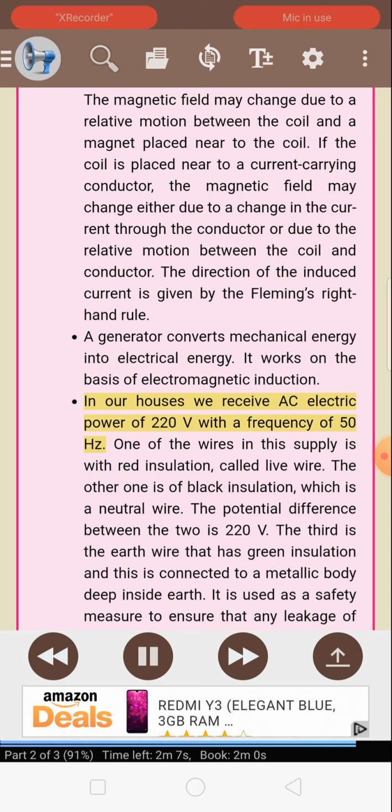In our houses, we receive AC electric power of 220 volts with a frequency of 50 Hz. One of the wires in this supply is with red insulation, called the live wire. The other one is of black insulation, which is the neutral wire. The potential difference between the two is 220 V.